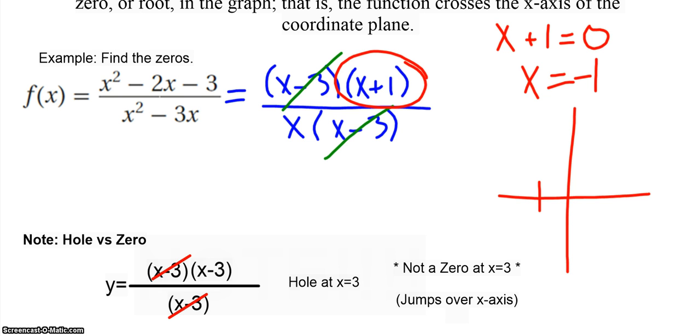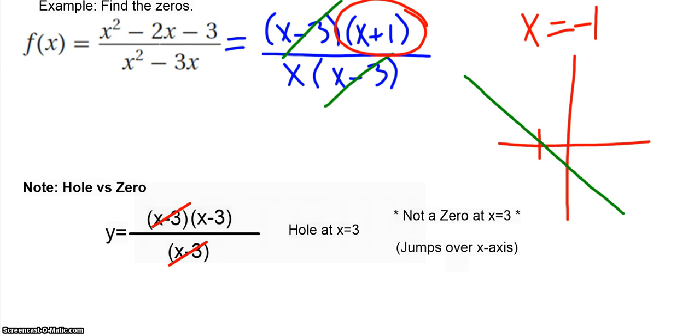If I had a line, it would simply cross at negative 1 right here. Now that's not a hole, so let's get rid of that. Remember, open circles mean holes. So simply put, zeros are just x-intercepts. But hole versus zero: what if you have x minus 3 times x minus 3 divided by x minus 3? Well, if you cancel one of those x minus 3 pairs out, that's your hole. But then you're thinking, well, I've also got this zero right here at 3 as well. No. Like we said, holes overrule zeros.